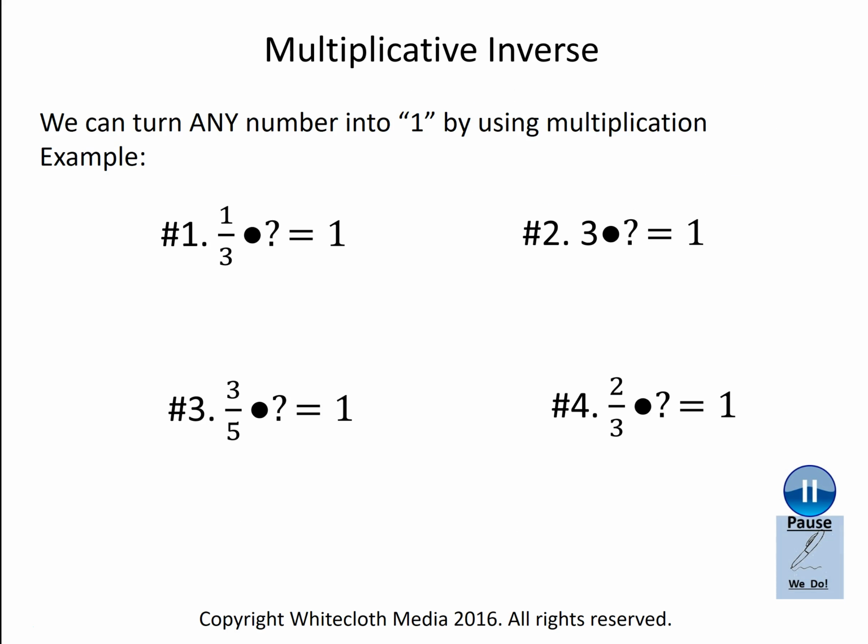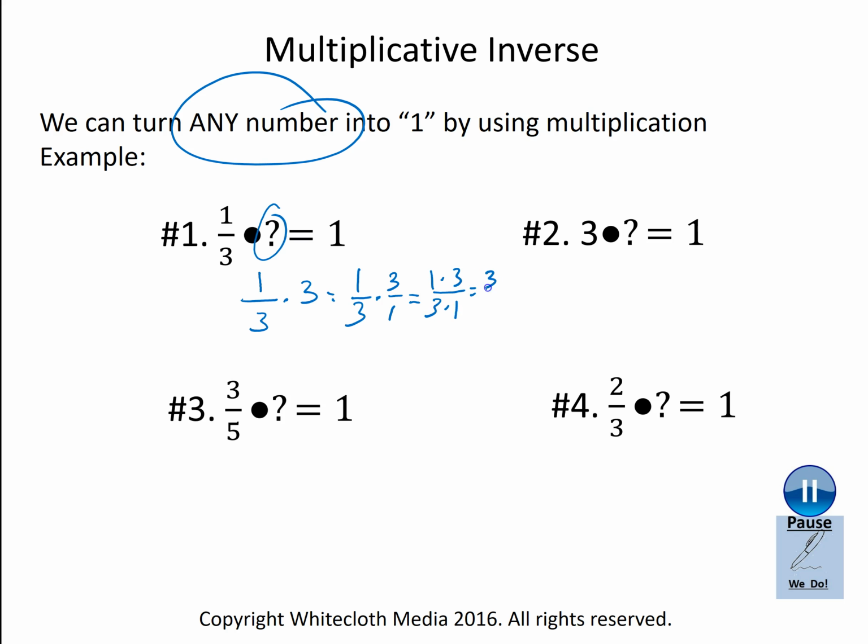Before we answer that question, we have to know that we can turn any number into a 1 by using multiplication. For example, 1/3 times some number gives me 1. What's that number? Well, 1/3 times 3 is the same as 1/3 times 3 divided by 1. If you remember from multiplying fractions, we get 1 times 3 and 3 times 1, and we get 3 over 3, and that equals 1. So 1/3 times 3 is equal to 1.